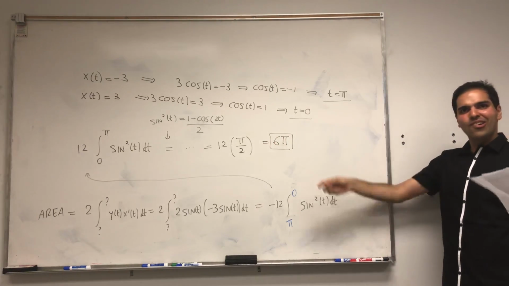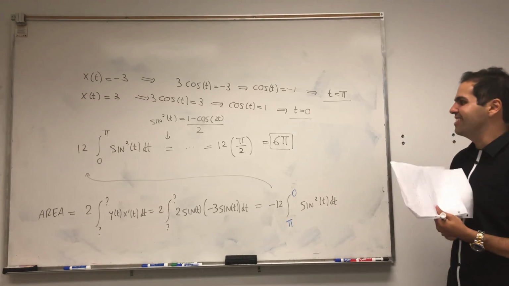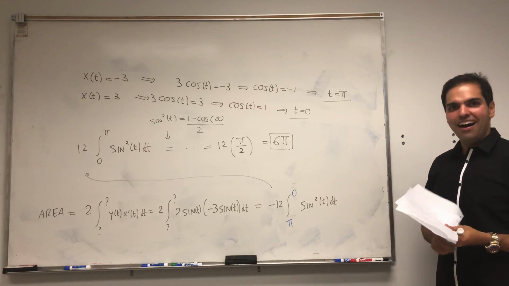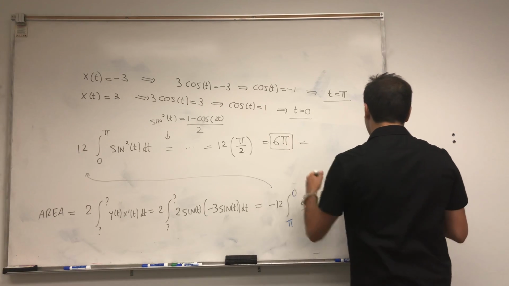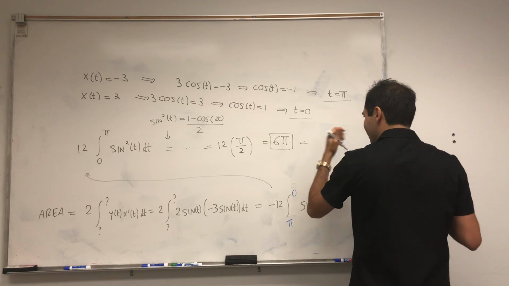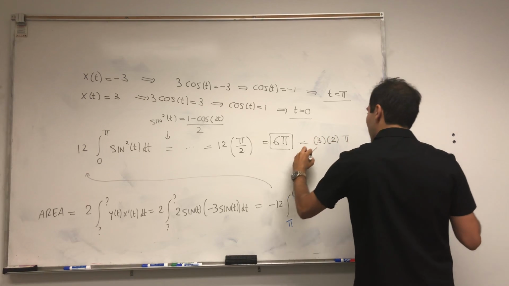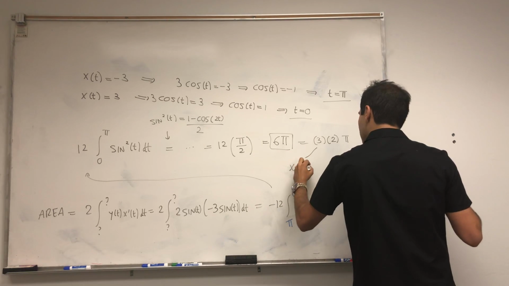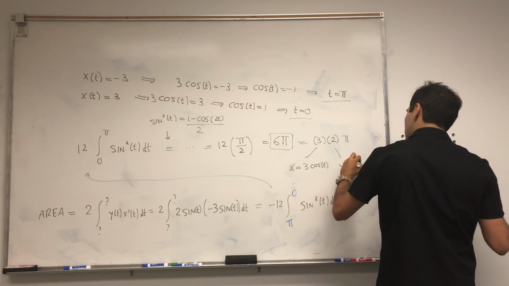And so it's really cool. We used a little bit of trig substitution, implicitly. But the next question is, great, we found 6 pi. How does that relate to our data? Well, remember, x was 3 cosine of t, and y was 2 sine of t.